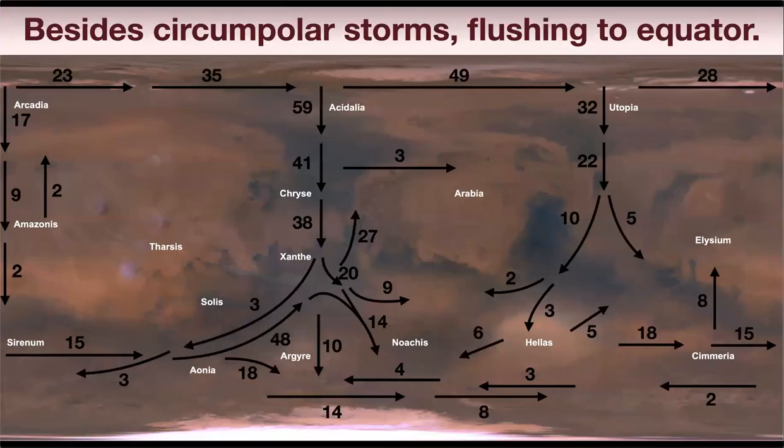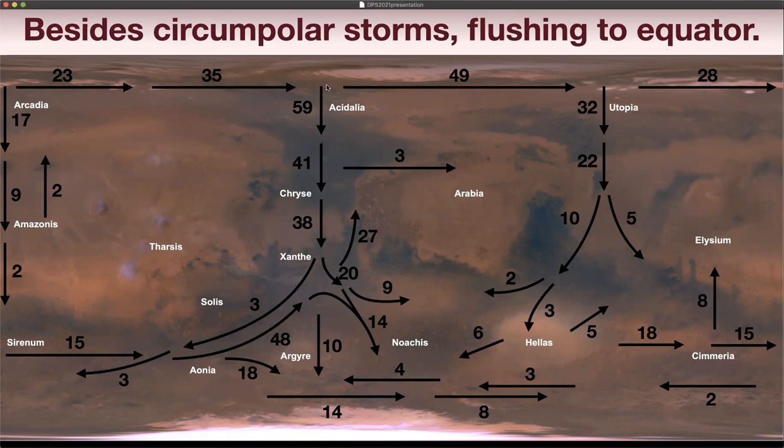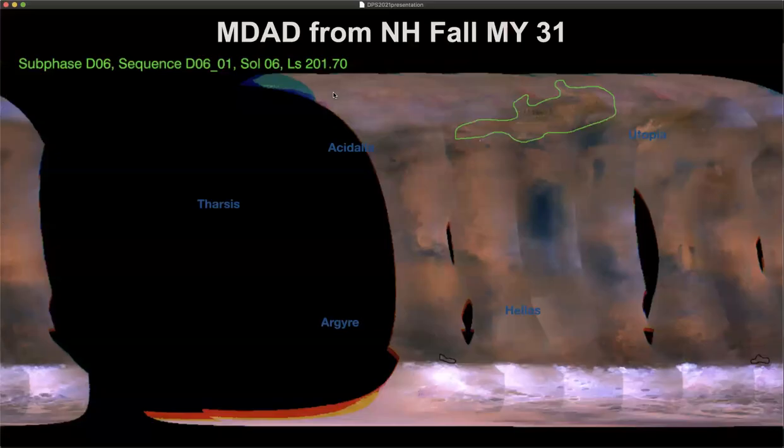Within these sequences, the motion mostly is circumpolar around the north and south poles, but many of them travel from the high latitudes to the lower latitudes in a behavior we call flushing. When these storms flush, that's when we get the major, larger sequences of regional dust storm activity.